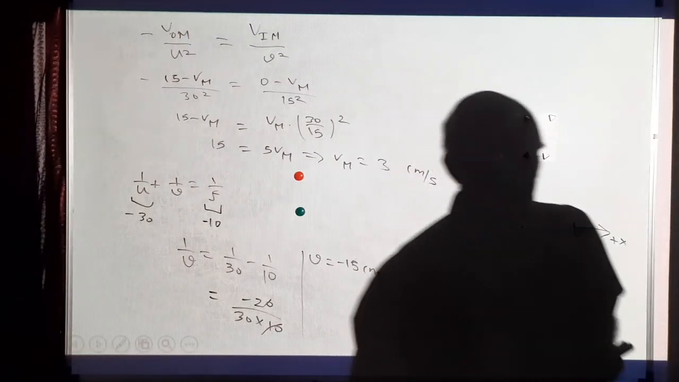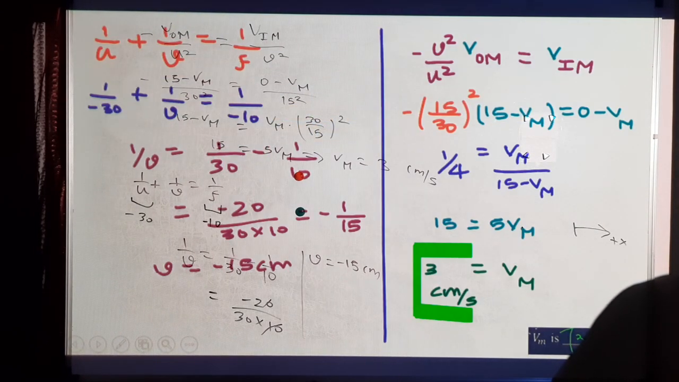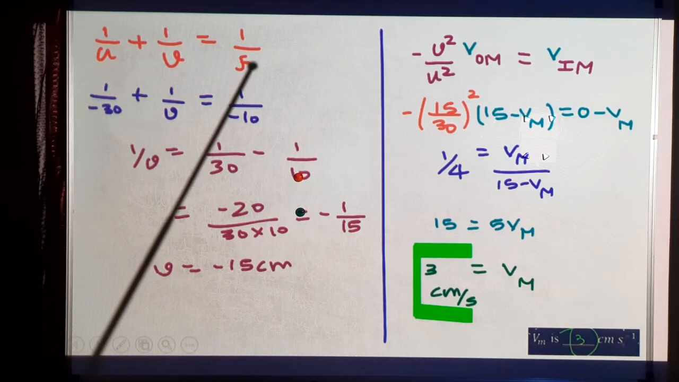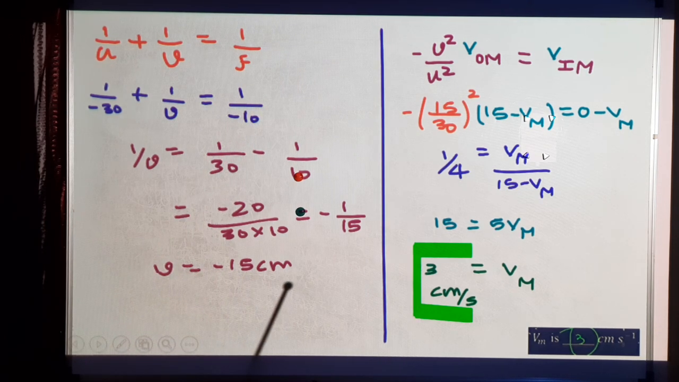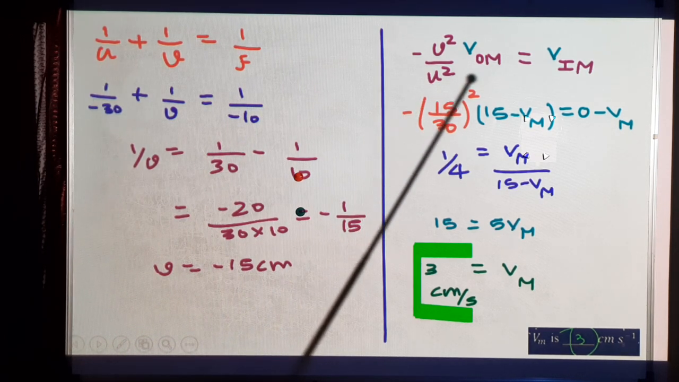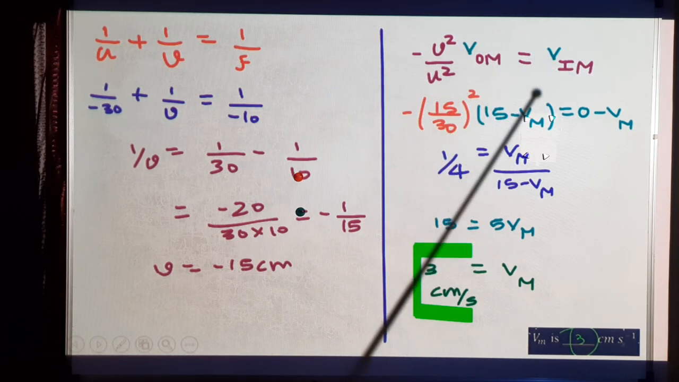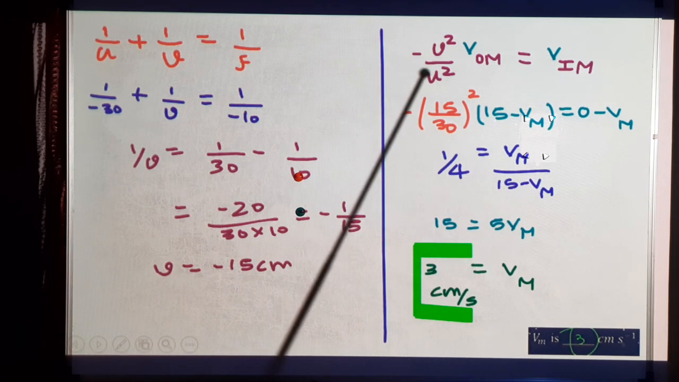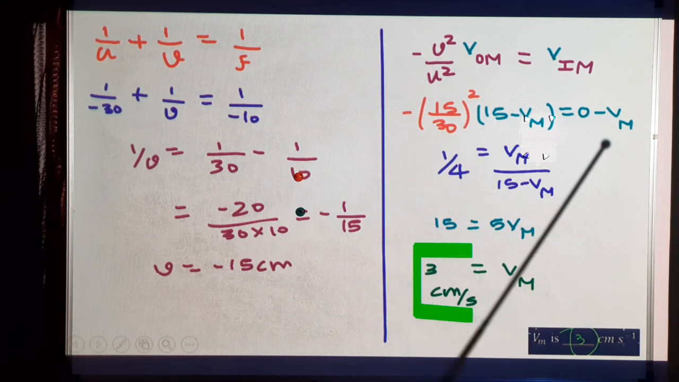So the answer to this question is: velocity of the mirror is 3 centimeter per second. That is the correct answer. This is what is done here. Mirror formula, relation between u, v and f. So u is minus 30 and f is minus 10. So from this v is minus 15 centimeter and u is 30. The relation between the velocity of image with respect to the mirror and velocity of object with respect to the mirror is related like this. In this particular case of u and v, the velocity of image is 0 when u is 30, v is 15, and the velocity of object is 15. So from this I get the velocity of the mirror as 3 centimeter per second.